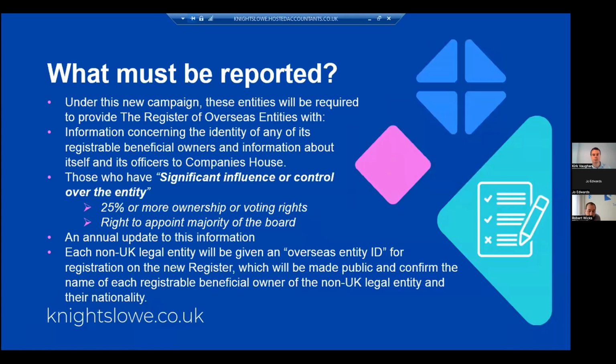And so who needs to report? Anyone who has significant influence or control over the entity, 25% or more ownership or voting rights. So it's broadly similar to the persons of significant control rules, but obviously those wouldn't be relevant. They don't catch foreign entities. So this has been put in purely for foreign entities that own property.